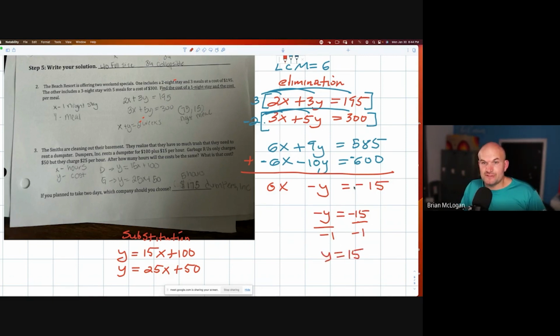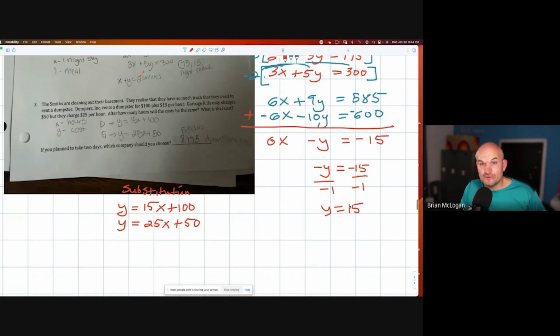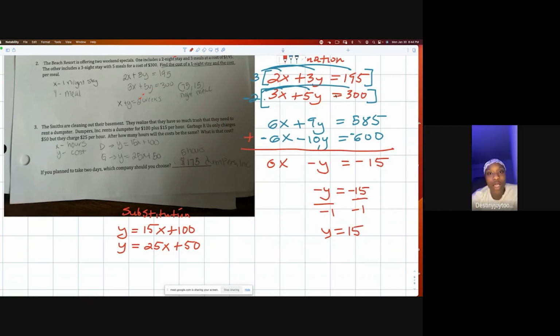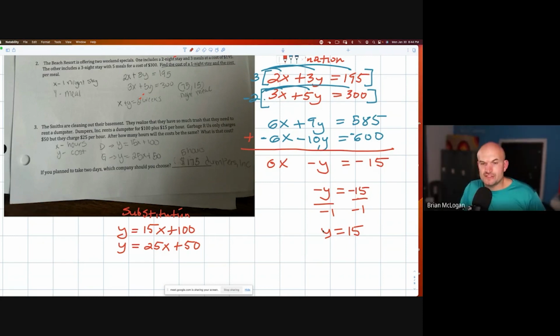Now we have to be able to solve for x. So here comes the annoying part of this. y is equal to 15. Now what we need to do is take one of these original equations. I don't care which one. What do you want to do? Top or bottom? Let's do the top. Okay, so let's rewrite the top.